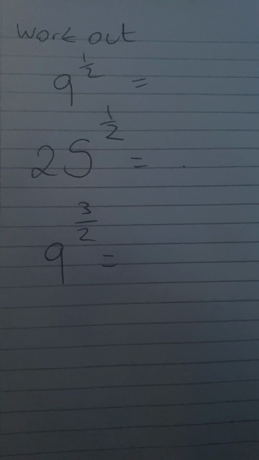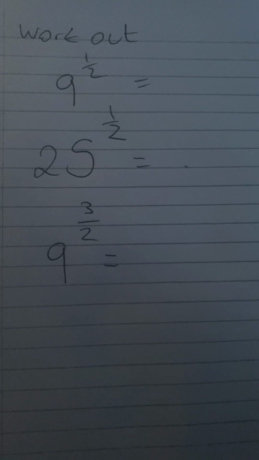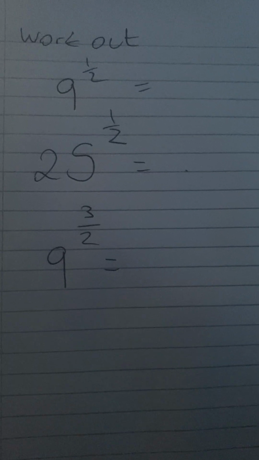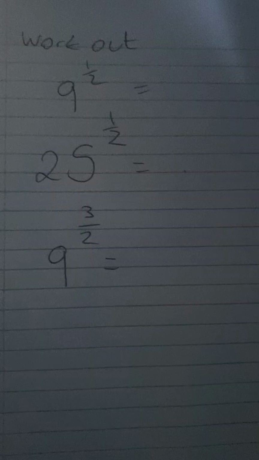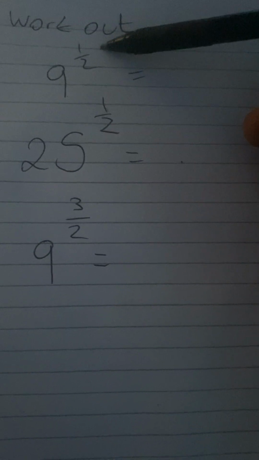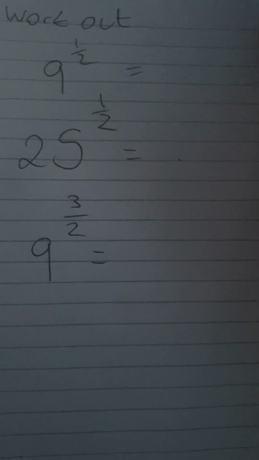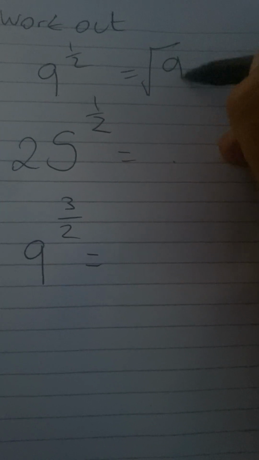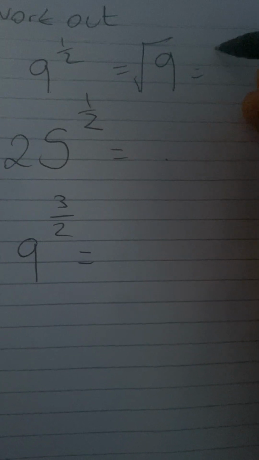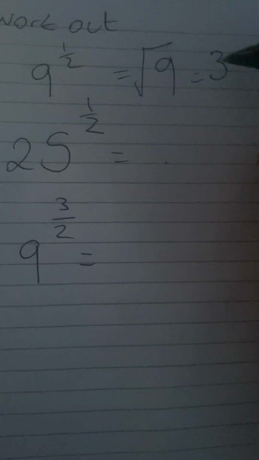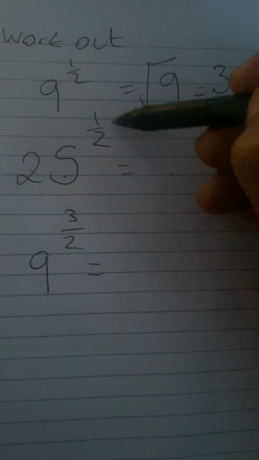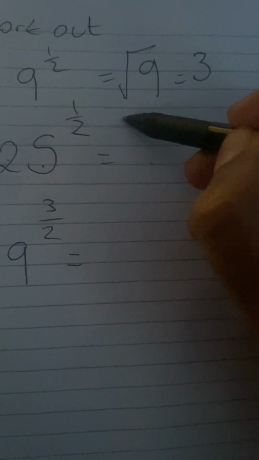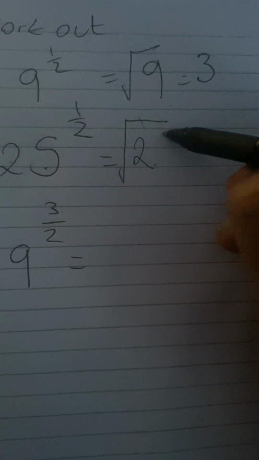Okay, folks, in our last few videos as we prepare for paper one, we're looking at fractional indices for higher tier only. In this question, we're asked to work out 9 to the power of a half. Well, power of a half in maths just means the square root. So it's the square root of 9, the positive root of 9, which is just 3, because 3 times 3 makes 9.